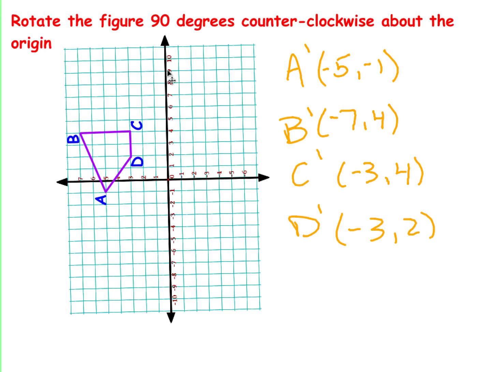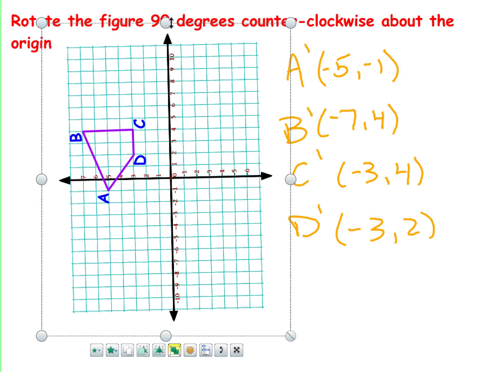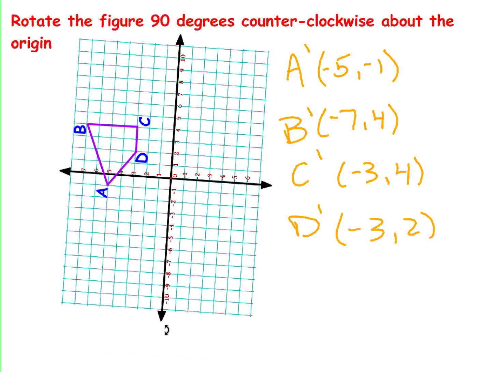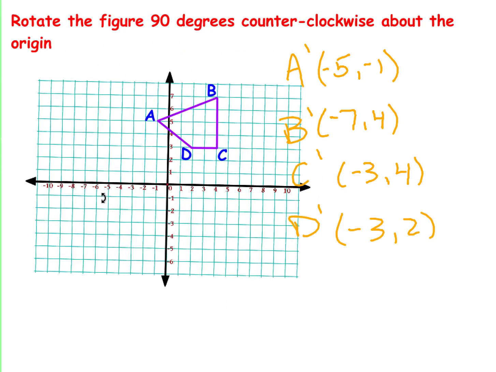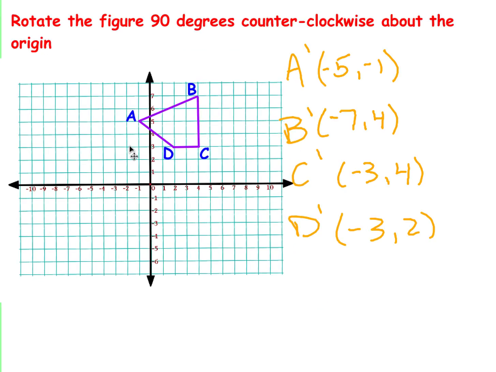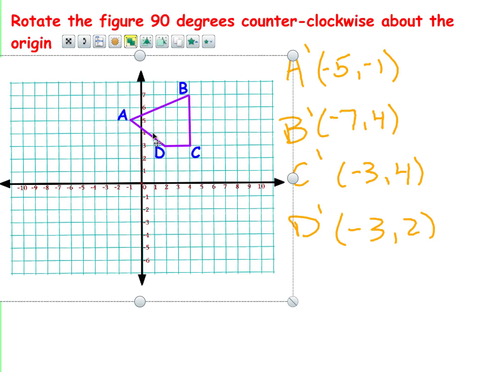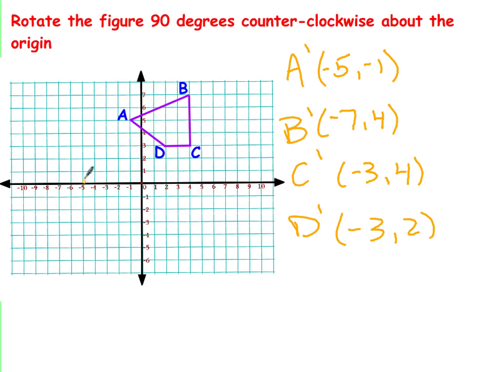So what I can do now is I can take my paper, I can rotate it back to where it's supposed to be. Okay. So go back to where it's going up and down. There we go, we're good. I'm going to move this over a little bit for you guys. All right, and now I can plot my new points. So A prime -5, -1. There's A prime. B prime -7, +4. So there's my B prime. C prime -3, +4. And D prime -3, +2.